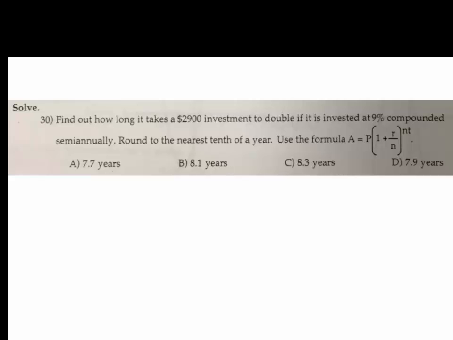So let somebody read this question for us, please. Find out how long it takes an investment to double if it is invested at 9% compounded semi-annually, round to the nearest tenth of a year. Use the formula A equals P times 1 plus R over N to the power of NT. Okay. So this is a formula we have.